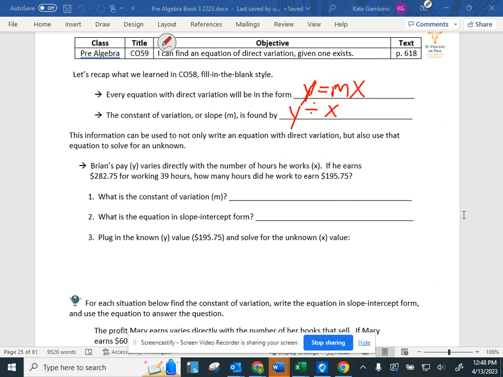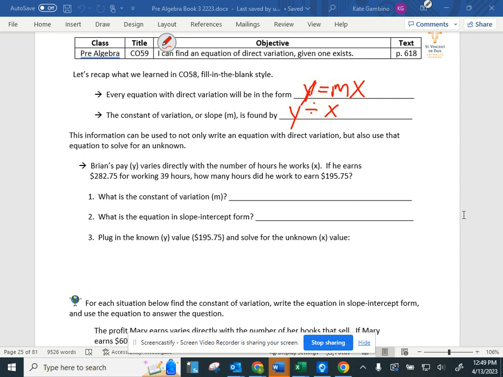So Brian's pay, the Y, varies directly with the number of hours he works, the X. If he earns $282.75 for working 39 hours, how many hours did he work to earn $195.75? So we're going to break that down. We're going to take that word problem and we're going to find out what we need to know.